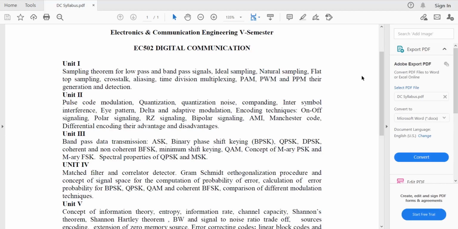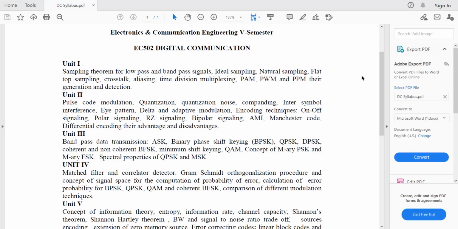Then comes minimum shift keying. Minimum shift keying has one extension, namely Gaussian minimum shift keying, GMSK, which is used in mobile communication. So we'll see minimum shift keying, and if time permits we'll go through GMSK also, Gaussian minimum shift keying.